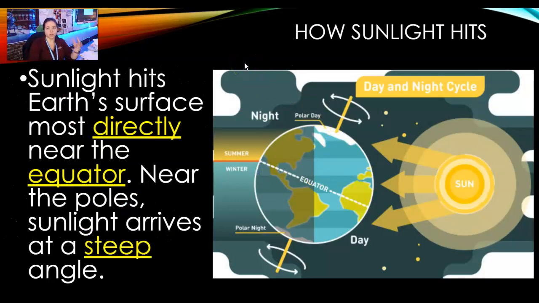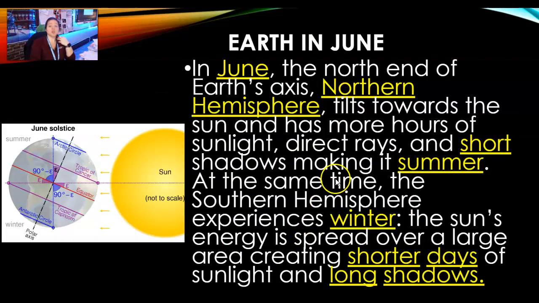And how does it hit? The sunlight hits the Earth's surface most directly near the equator. That's where we almost get head on sun. Near the poles, however, it arrives at a steep angle, if it arrives at all. Because right here you can see it hits the North Pole, but it doesn't hit the South Pole. Right?